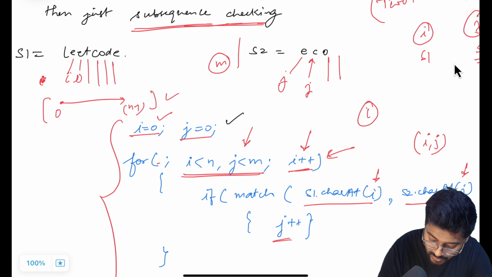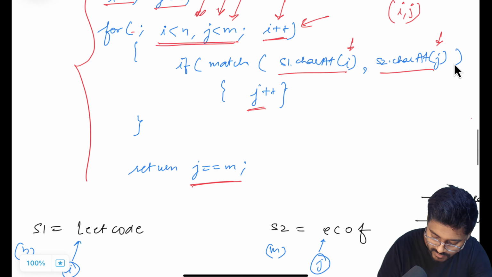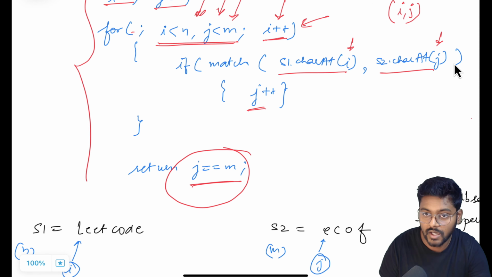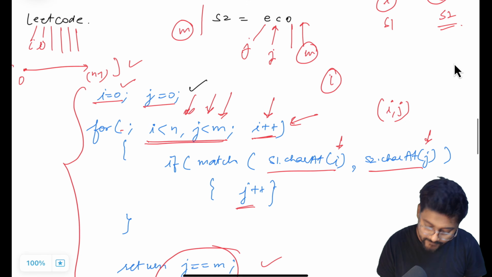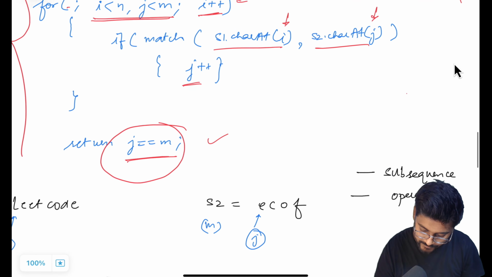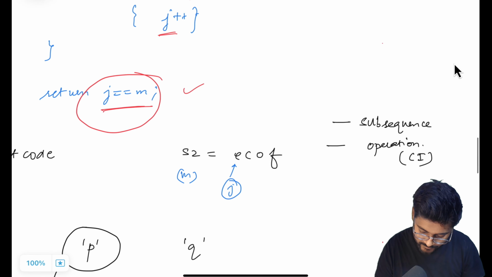And now when I am incrementing those pointers, j is going out of bound. So this loop condition will make it false and we are coming out of the loop because j has become equal to m. And in the end, I will check whether j has reached the end of string 2 or not. If that is the case, I have found my subsequence. And what about the match function? Match function is nothing, comparing two characters.